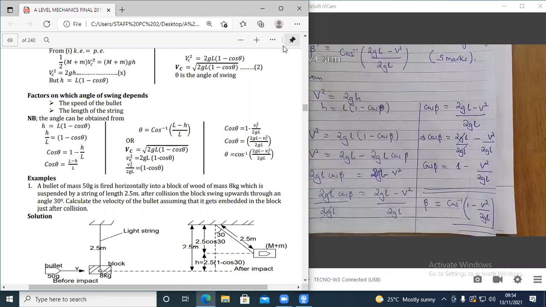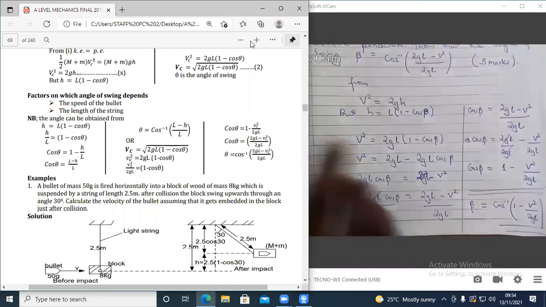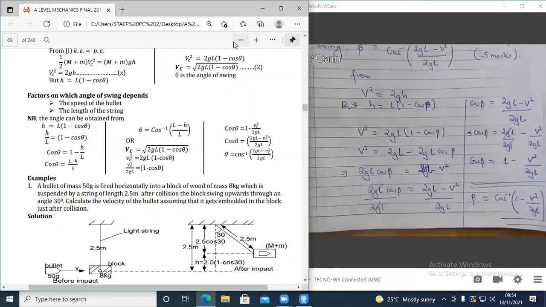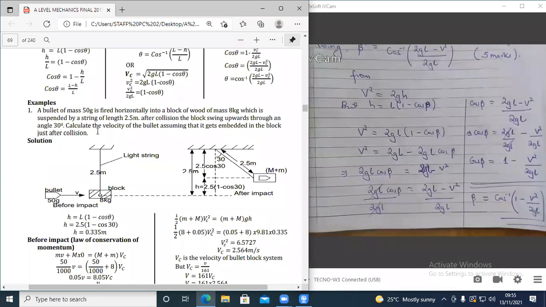So we have 5 minutes remaining, and we are through with the ballistic pendulum. This marks the end of linear momentum. So what we are going to do now is some questions. Let's go and do some examples.